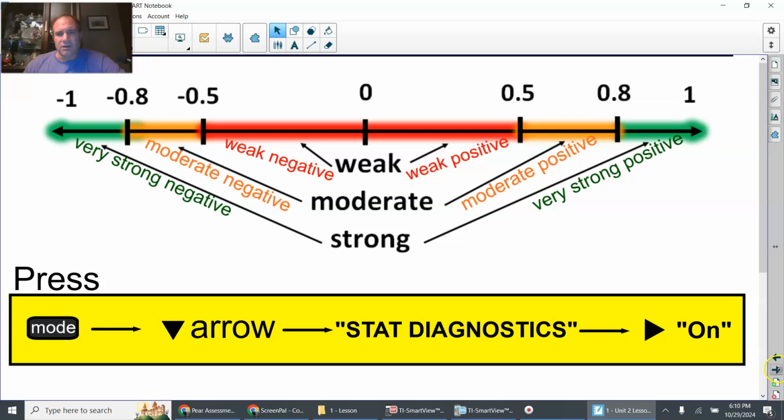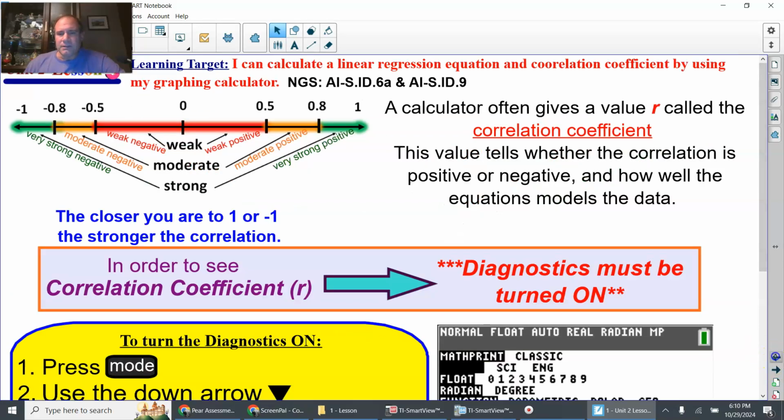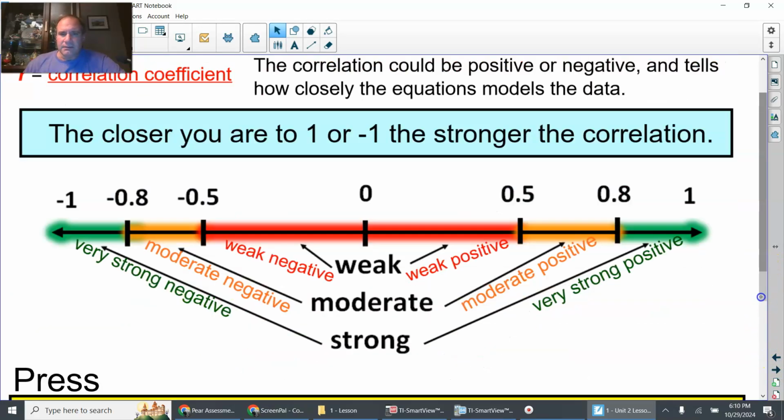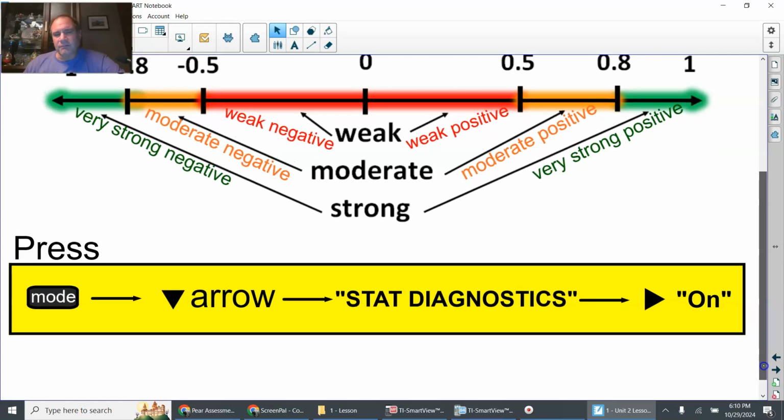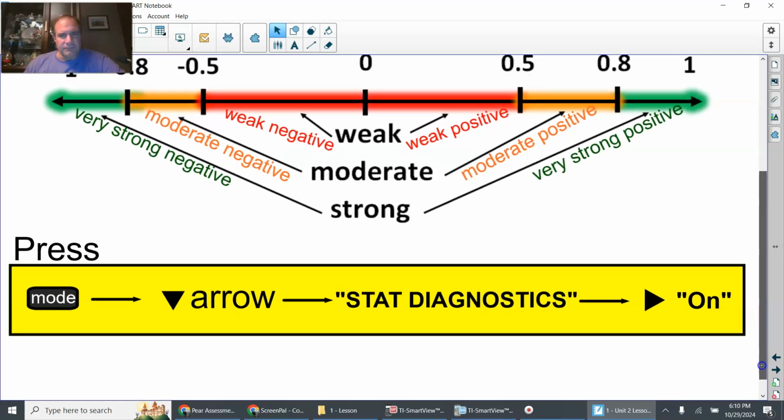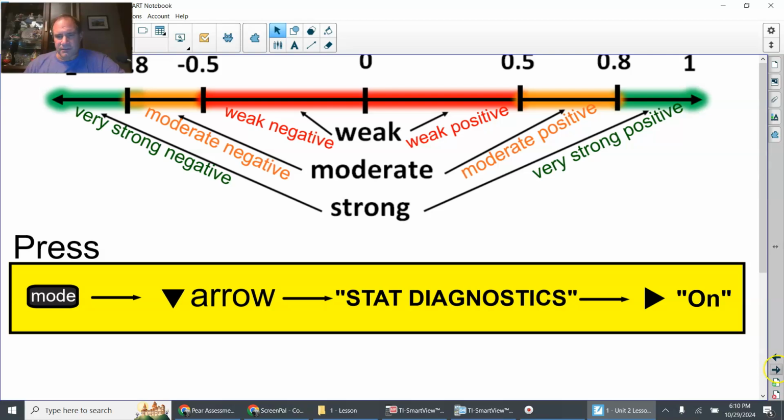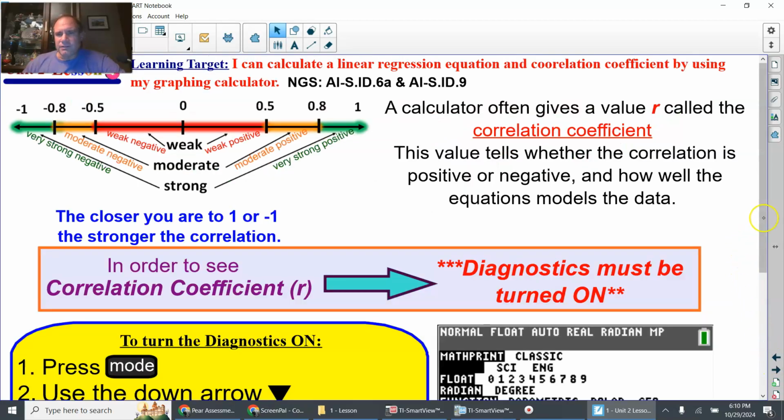All right, so with this right here, I just put down how you get to turn the stat diagnostics on. You press mode. Let me just go back to that. Mode, arrow down, stat diagnostics, turn it on. All right, and just press enter. So now all of these are the directions. There's the graphic one more time.